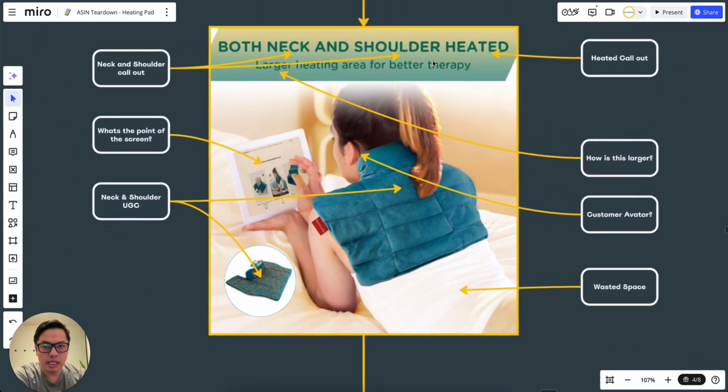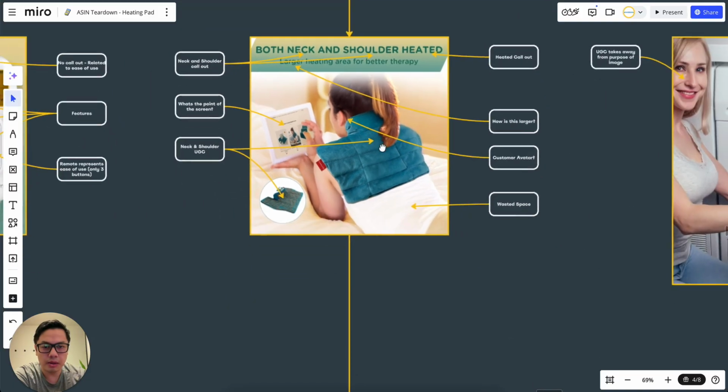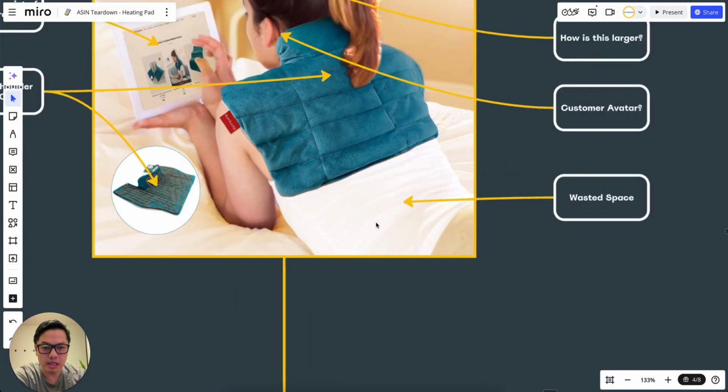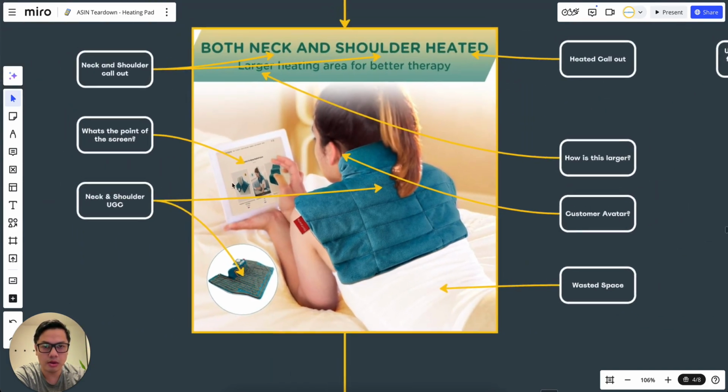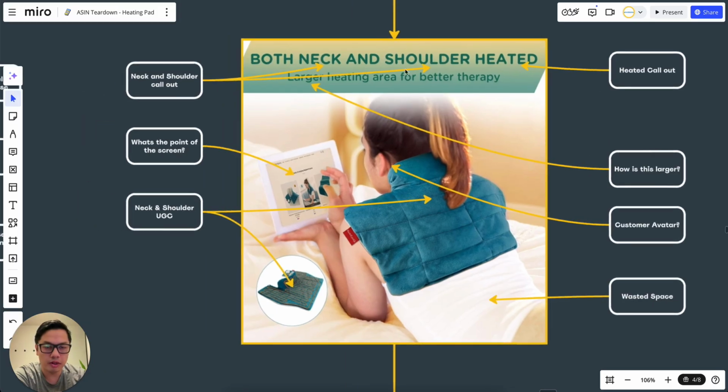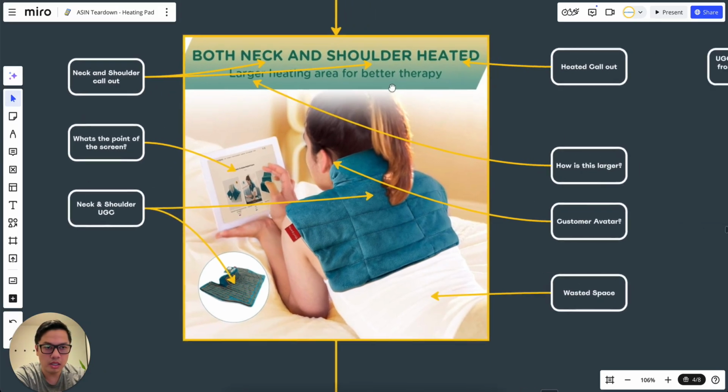Next one, heat and shoulder. So again, they are repeating the heat and shoulder one again. Pain relief. They say larger heating area. That's just not true, because compared to everyone else, it's missing all of this area for the actual thing. So I wouldn't even try to show this because when they compare it against all the other competitors, which we know do show the full back, they're clearly going to lose on the full back side of things. It's good that they make callouts for neck and shoulder specifically.